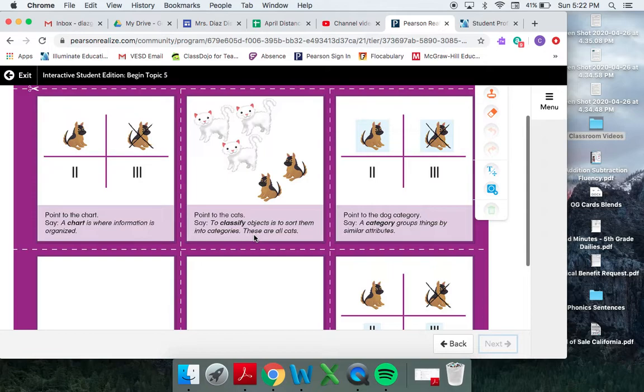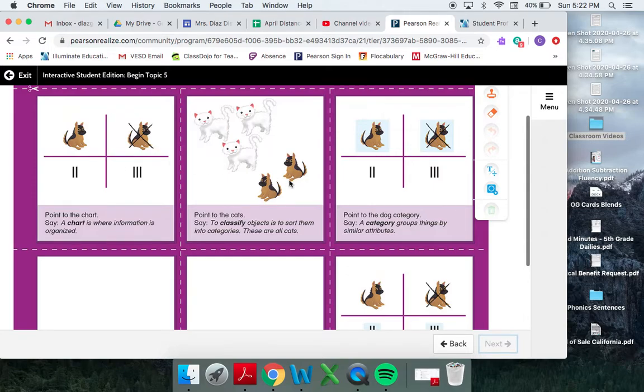Okay, so for that word chart, a chart is where we organize our information, kind of like a tree map. So here we've got some dogs that look like this, dogs that don't, and then tally marks to match the amount of dogs that are represented there. Charts are just organized ways to put information or numbers onto the chart.